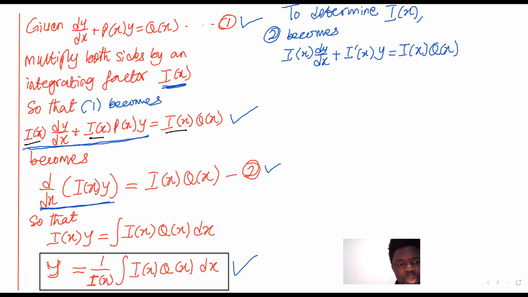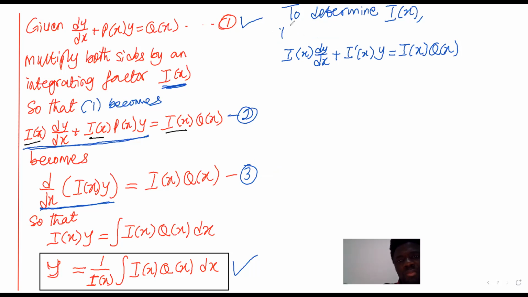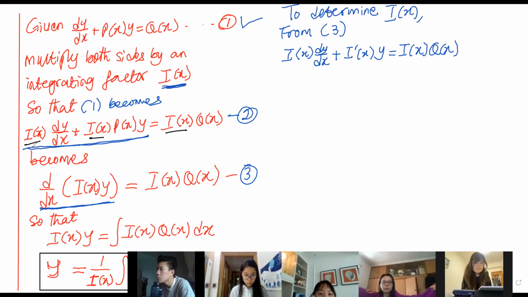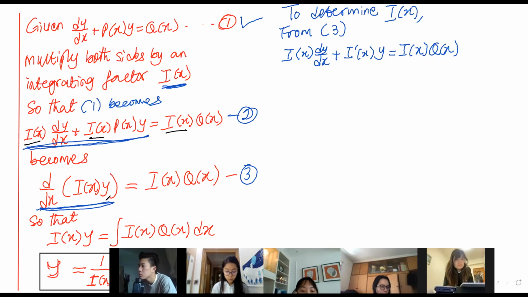Compare that to equation 3. Let's call this 2 and let's call this 3. Remember, I said at first that we are choosing I(x) so that everything here becomes everything here. Let's differentiate this ourselves, and we will get this. Now let's compare with 2.